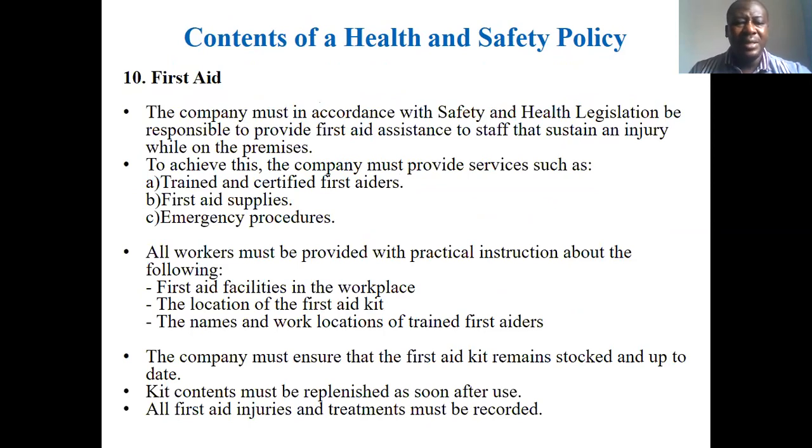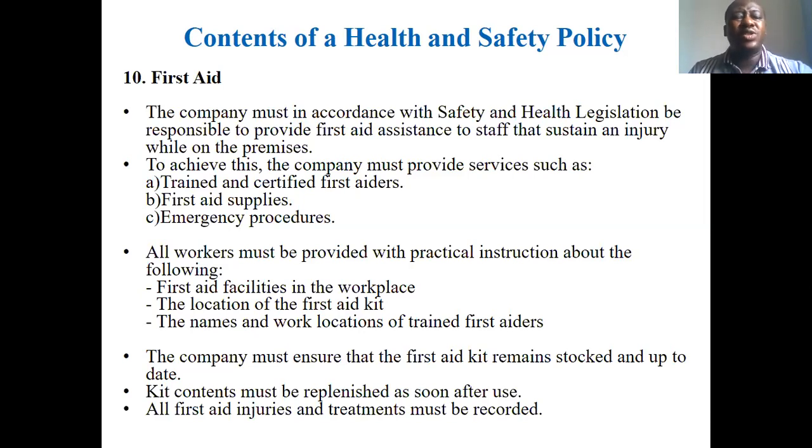And we're saying that all workers must be provided with practical instruction about the following: first aid facilities in the workplace, the location of the first aid kit, the names and work location of the trained first aiders. Some workers should be trained to be the frontliners for first aid when there is a minor accident or some incidents that will require first aid to address those issues.